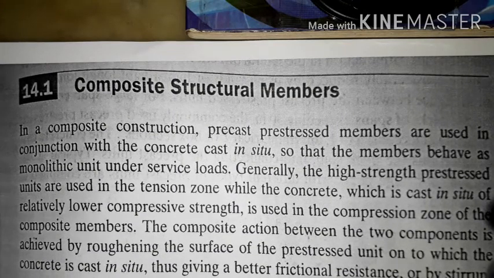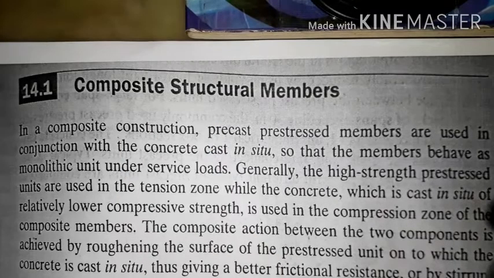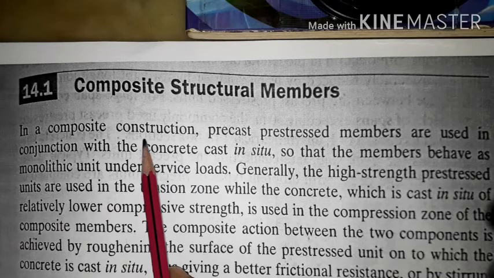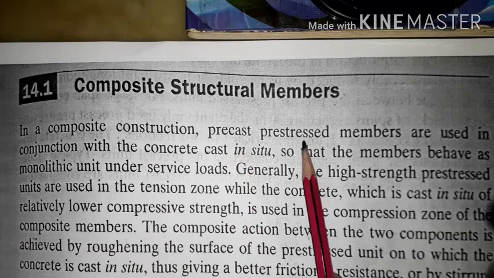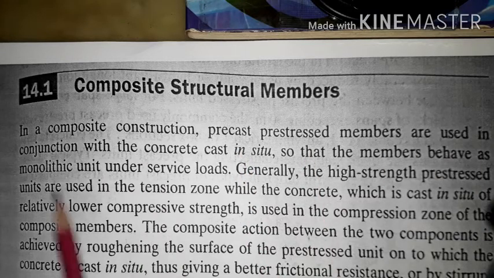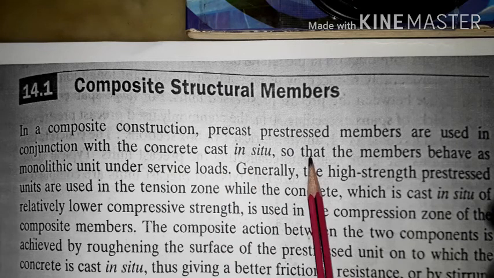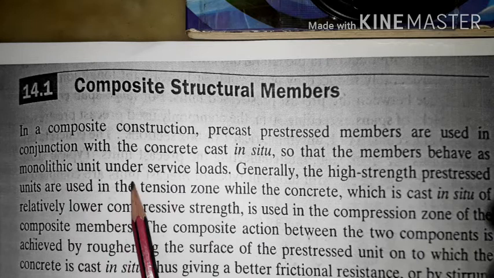I am going to discuss the composite structural members, like the precast composite structural members. So, what do you mean by composite construction? In a composite construction, precast pre-stressed members are used in conjunction with the concrete cast in situ, so that the members behave as a monolithic unit under service load.